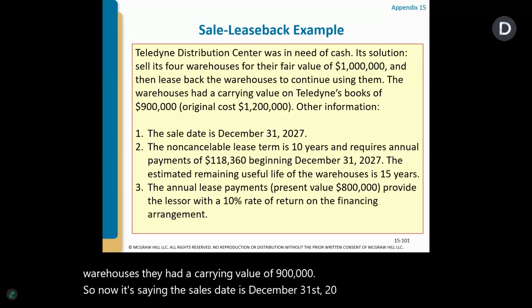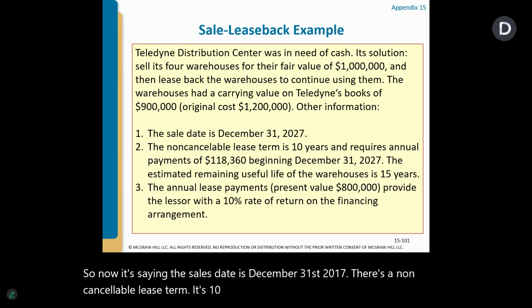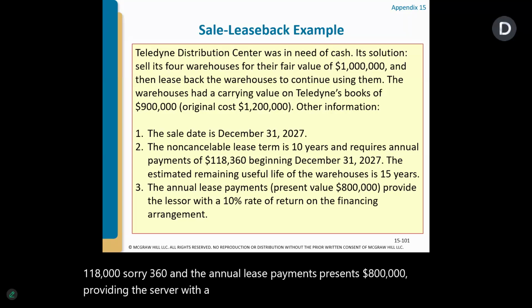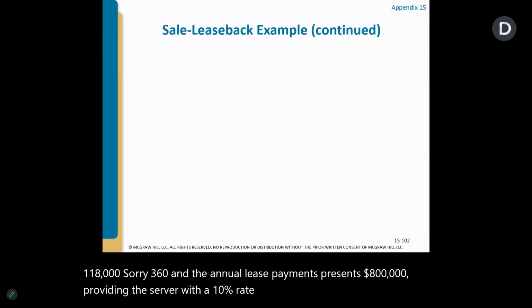There's a non-cancelable lease term. It's 10 years and requires annual payments of $118,360. And the annual lease payments present $800,000, providing the lessor with a 10% rate of return.